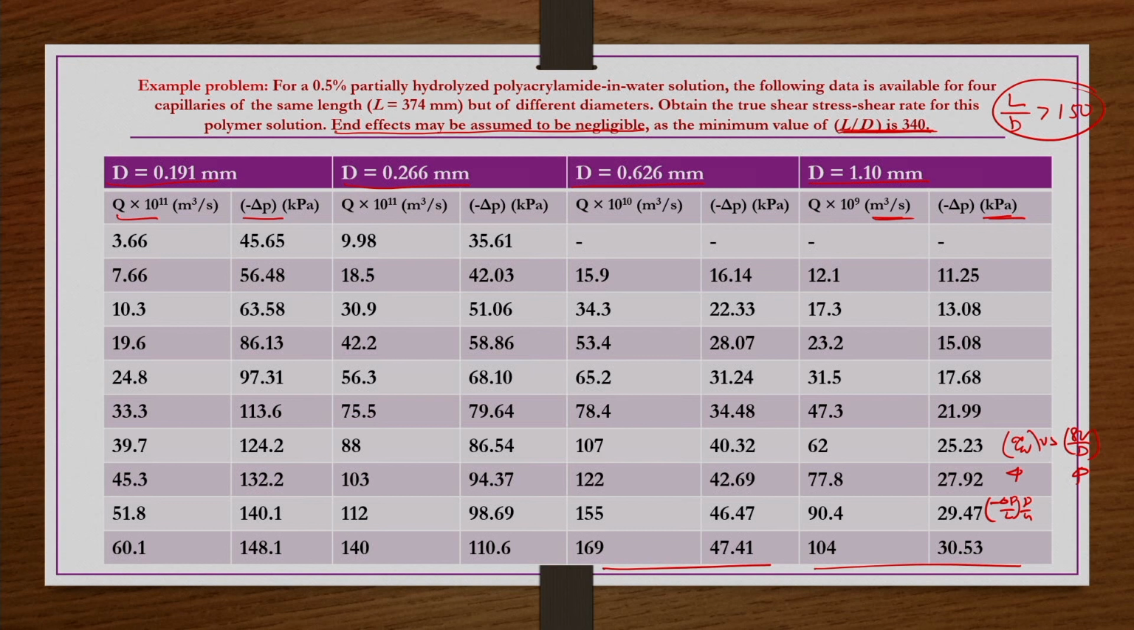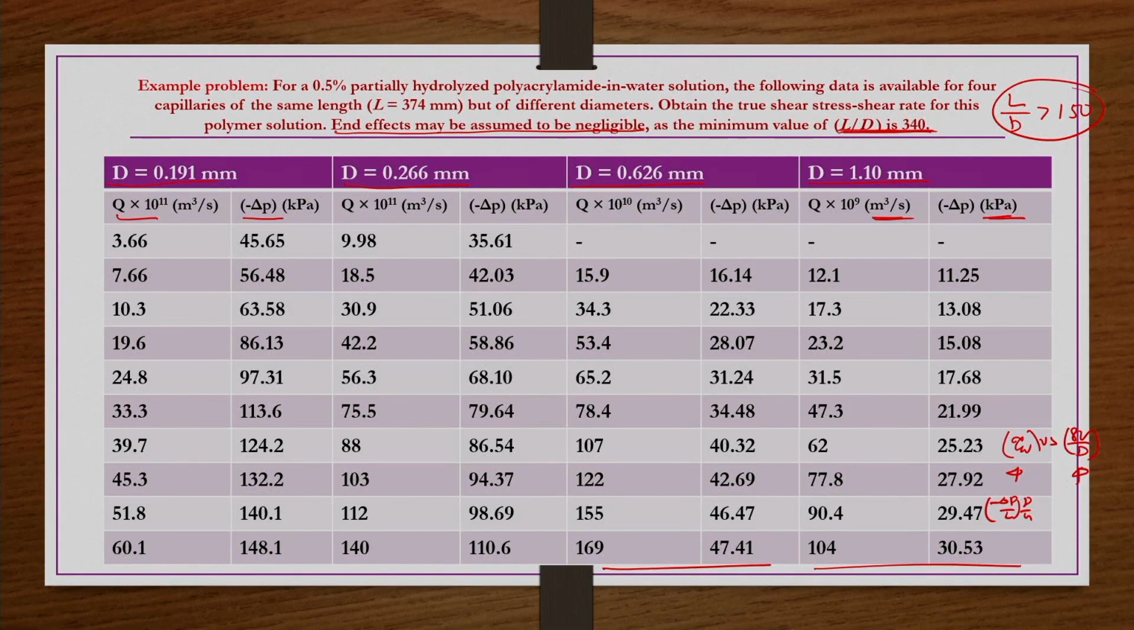Then you plot them on a graph, tau W versus 8V by D. If they superimpose onto each other for all 4 capillary diameters, then we say that no other correction is required for the apparent shear rate, and we can directly find the rheological parameters by finding n prime and so on. Fine, so that is what we are going to see first.